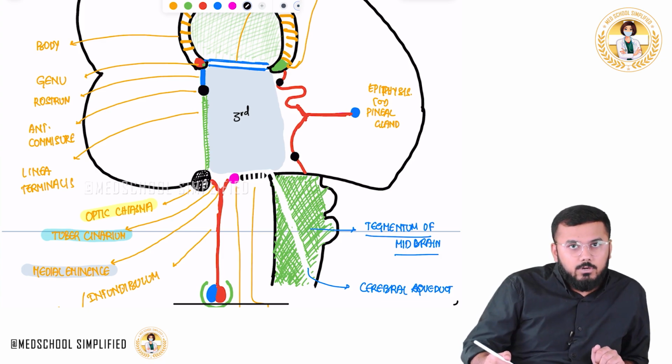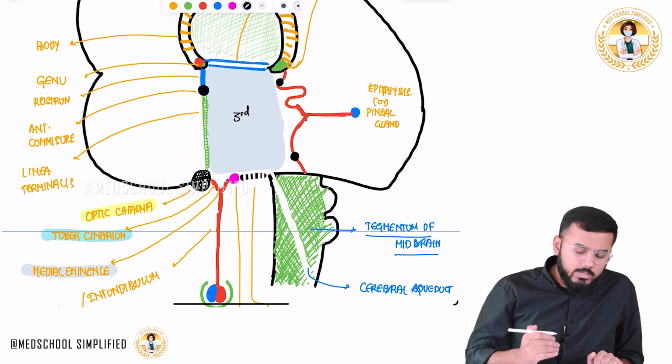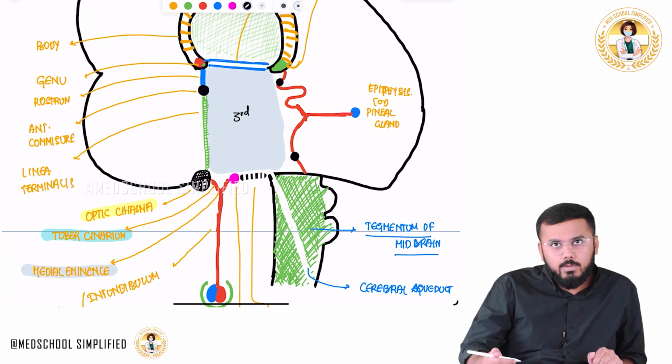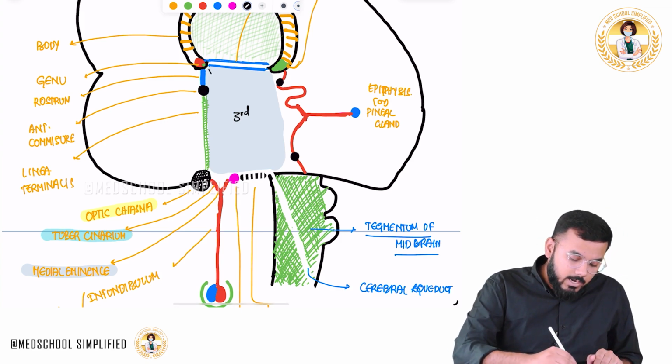Now just by looking at these structures which I have drawn here, you can easily tell what the roof of the third ventricle is formed by. What is the floor formed by? What is the posterior wall formed by? What is the anterior wall formed by? Okay. Now, there is a very important structure again.